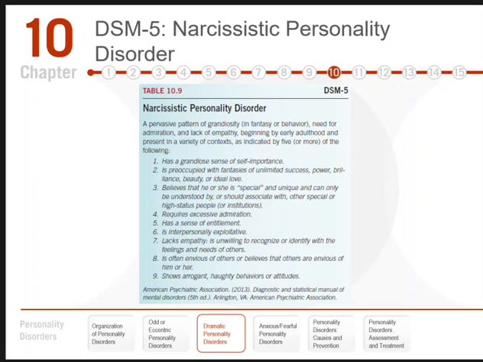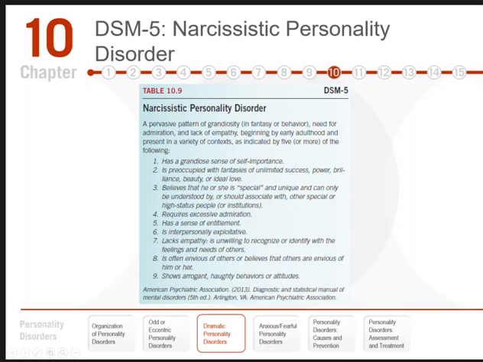They're preoccupied with fantasies of unlimited success, power, brilliance, beauty. They believe that he or she is special, unique, and can only be understood by, and should be associated with, other special, high-status people. And again, you'll see personality disorder with narcissistic and histrionic traits, or narcissistic and borderline traits. You'll see a mix of traits with these folks that makes it really hard to narrow it down. It doesn't really matter as long as you are able to identify the symptoms.